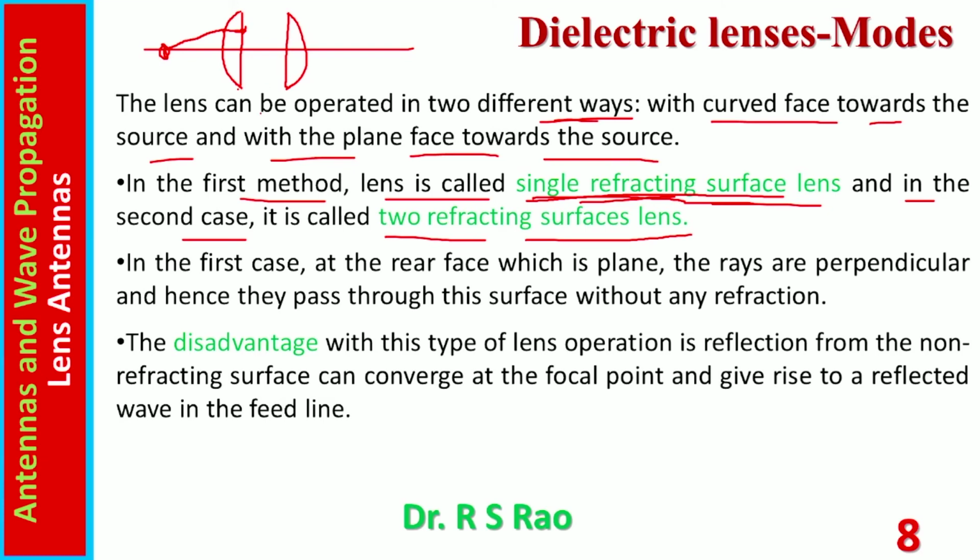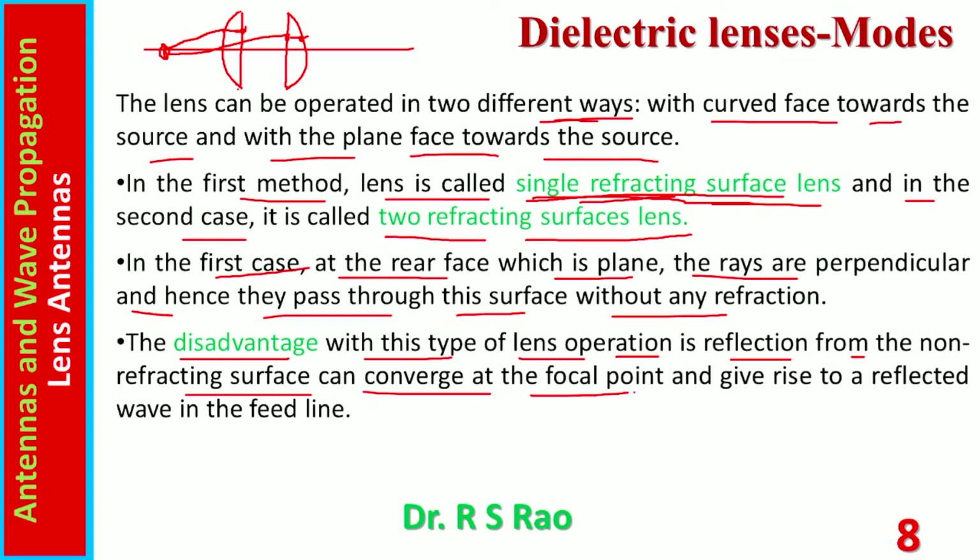In the second case, refraction happens when the wave falls over the plane face. Not only that, refraction happens even at the other face, the curved face too. In the first case, at the rear face, which is plane, the rays are perpendicular and hence they pass through this surface without any refraction. The disadvantage with this type of lens operation is that reflection from the non-refracting surface can converge at the focal point and give rise to a reflected wave in the feed line.